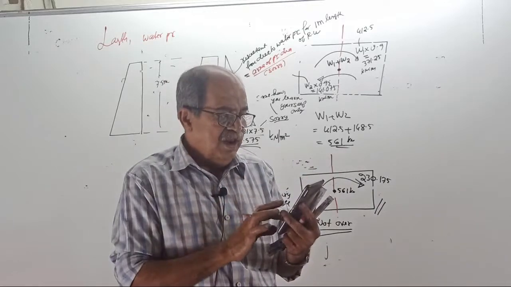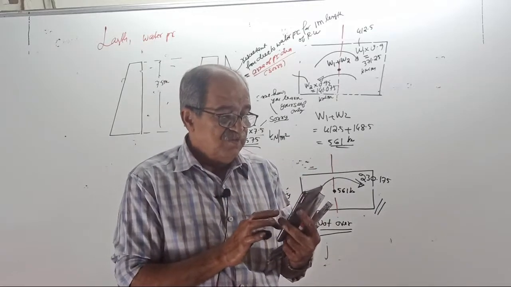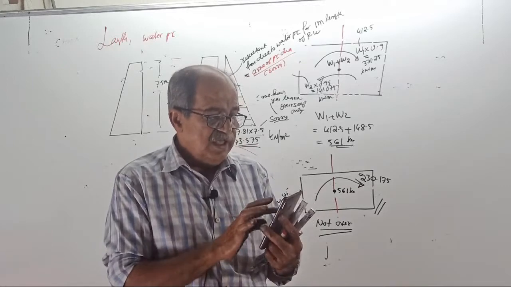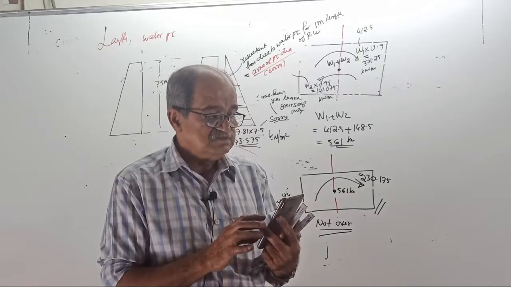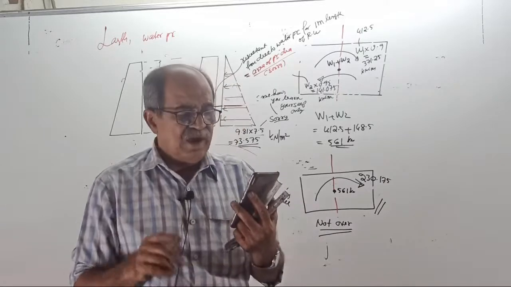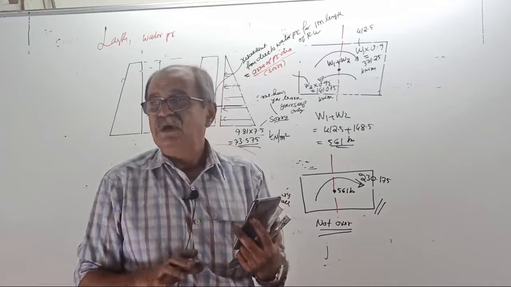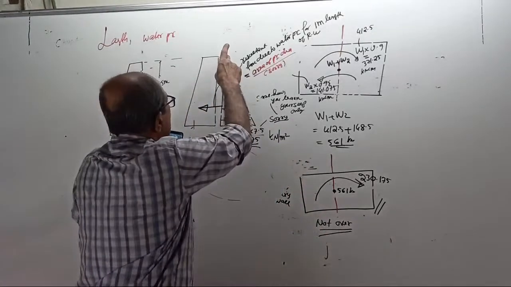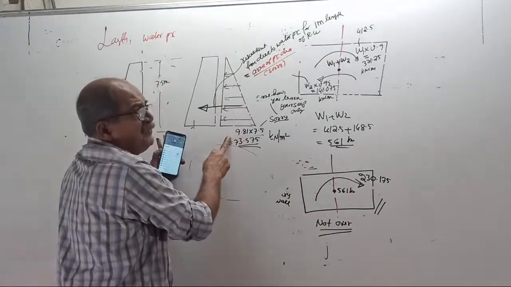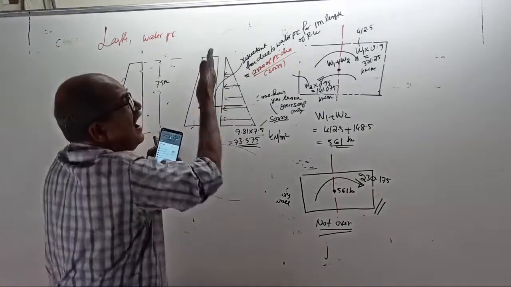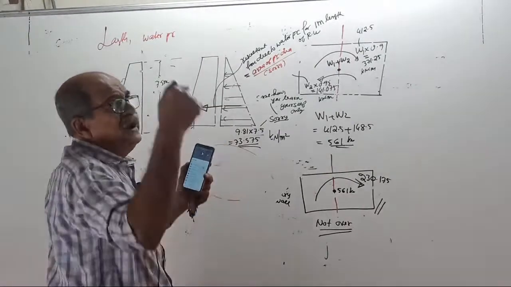Tell me, fully clear or not? The resultant force is always equal to the area of the pressure diagram. Why? Because 0 plus 73.575 divided by 2 is the average pressure, into this area, which is 7.5 into 1.